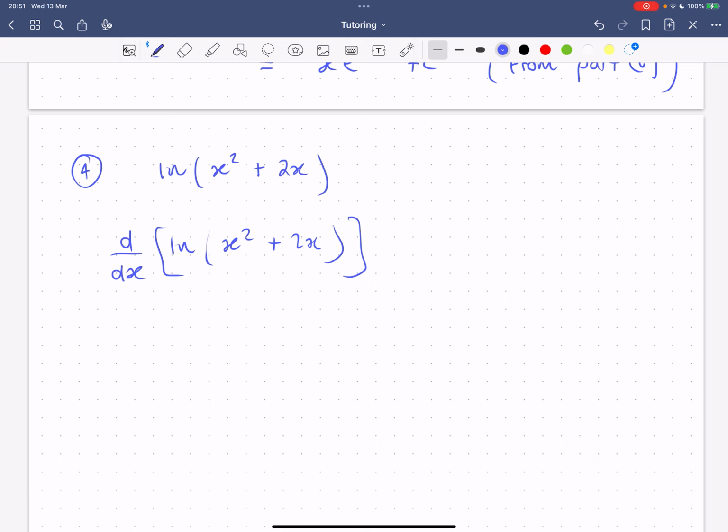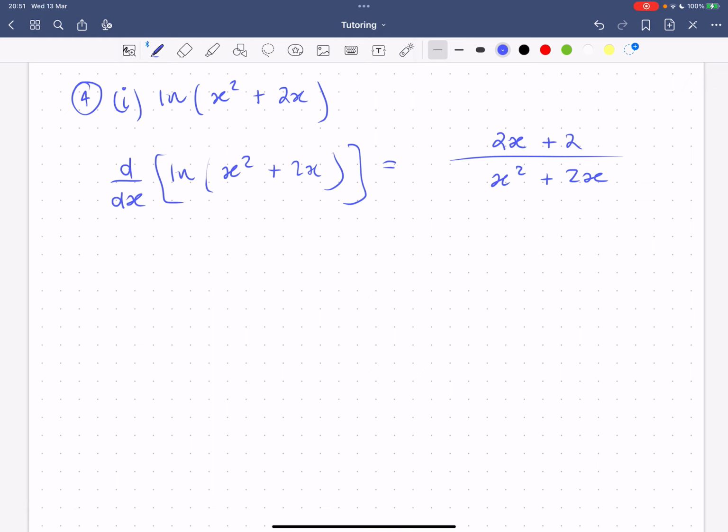So, we should know by now that there is a rule when we differentiate the natural logarithm. And that's the fact that I differentiate what's in the brackets. So differentiate x squared plus 2x. That gets me 2x plus 2. And I divide by what's in the brackets, x squared plus 2x. And that is our answer there. So the differentiation of ln of (x squared plus 2x) is (2x plus 2) on (x squared plus 2x).